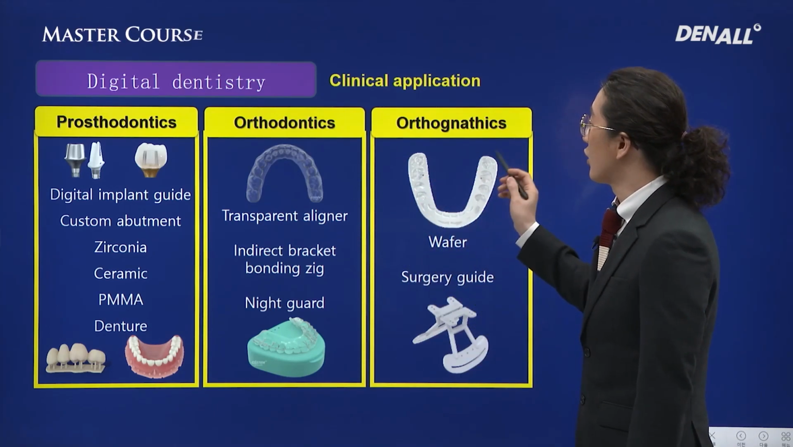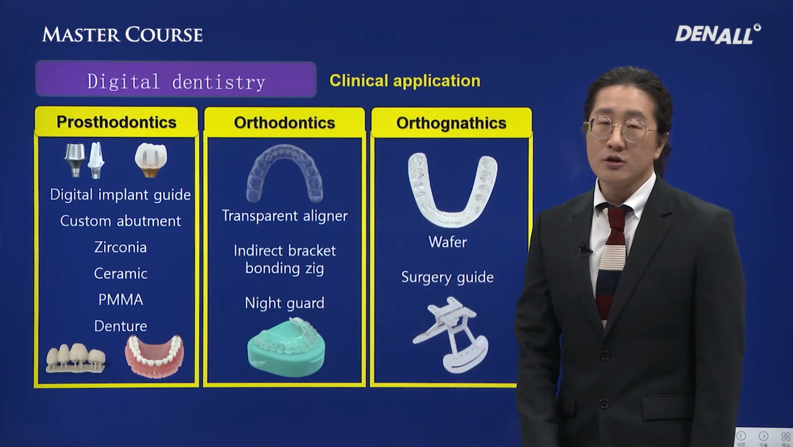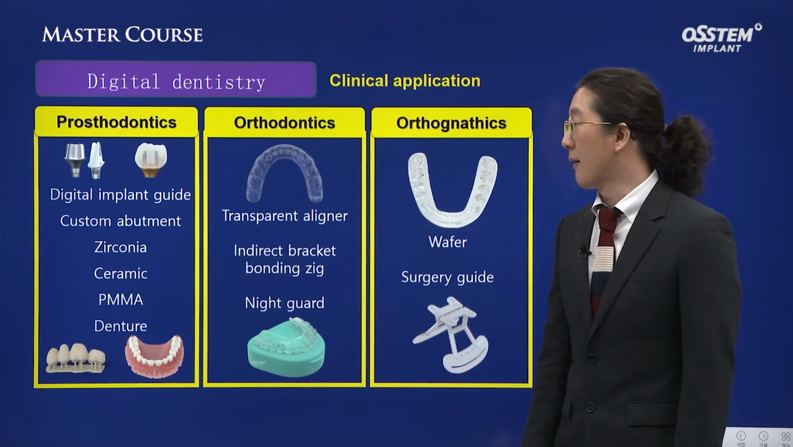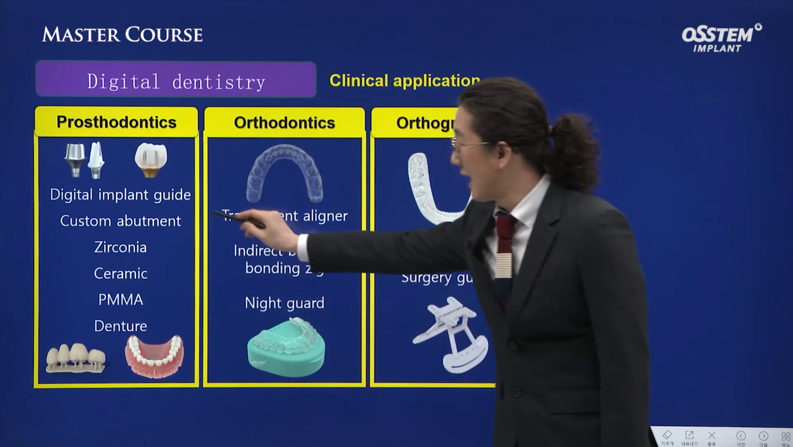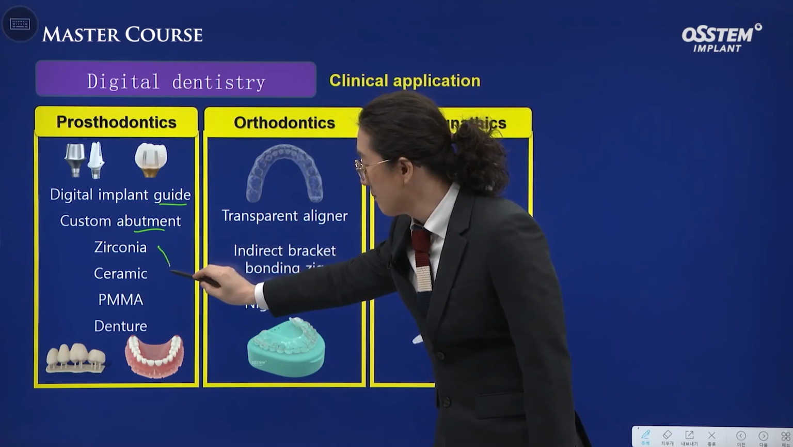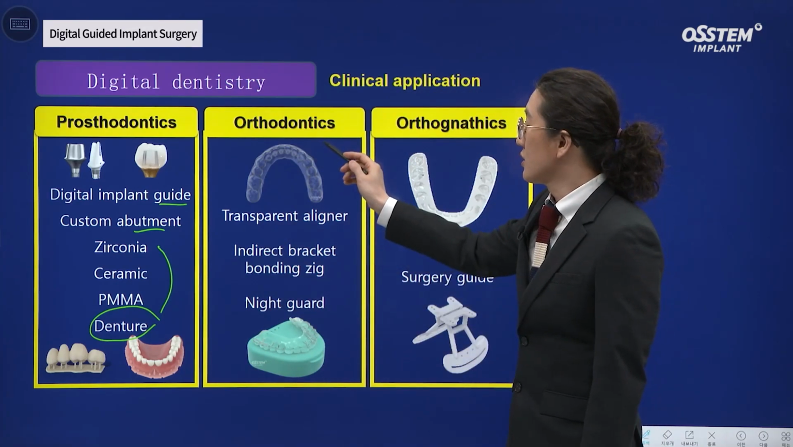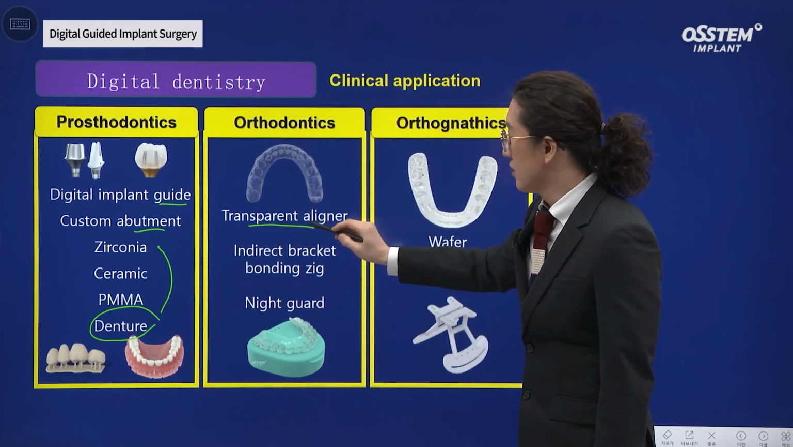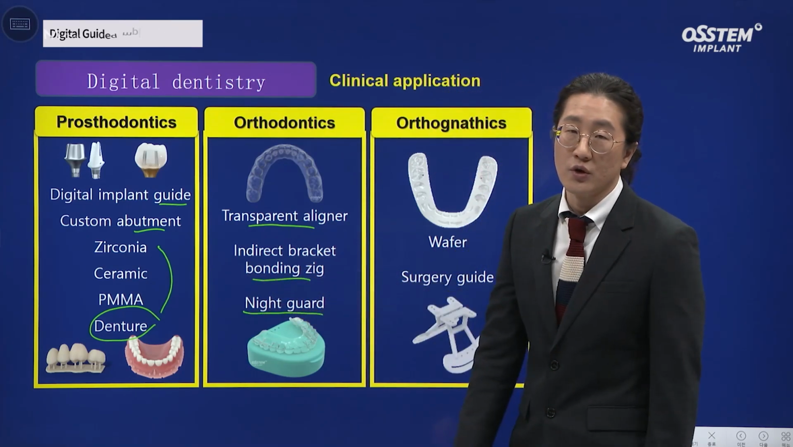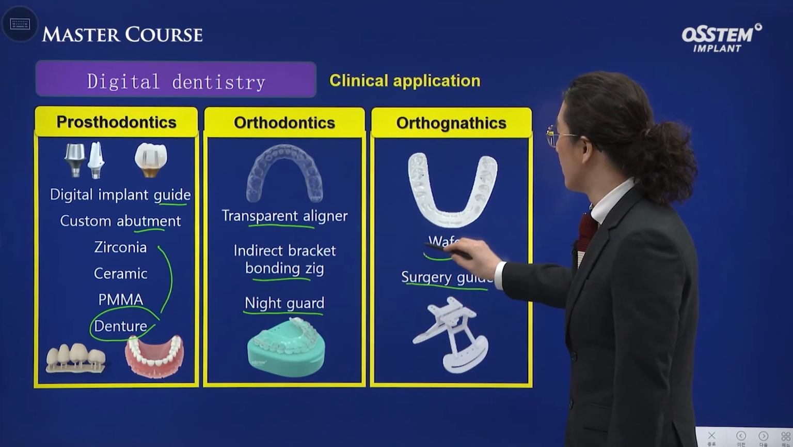Prosthodontics, orthodontics, orthognathics. I did not mark it here, but in terms of oral cancer treatment and rehabilitation, digital dentistry is actively applied in all these areas. In the case of prosthodontics, you can use it for implant guides, custom abutments, zirconia, ceramic and PMMA crowns, and even dentures. For orthodontics, it can be used for transparent aligners, indirect bracket bonding jigs, and night guards. And for orthognathics, it can be used for surgical wafers and surgical guides.